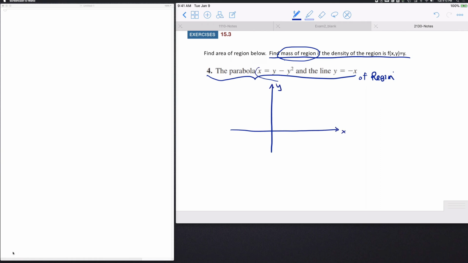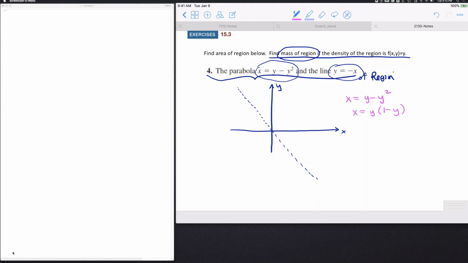We see all these formulas involving x's and y's. We have the line y is equal to negative x, which is a line that passes through (0, 0) but has a negative slope. And then we also have the parabola x is equal to y minus y squared. We can notice that this factors as y times (1 minus y).